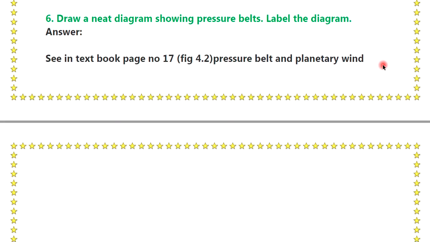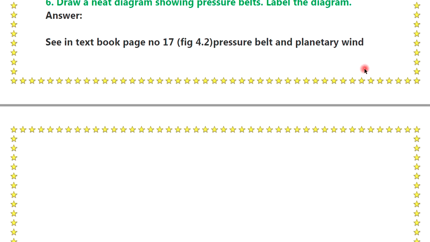Draw a neat labelled diagram showing pressure belts. Label the diagram. See the textbook page number 70: pressure belts and planetary winds.